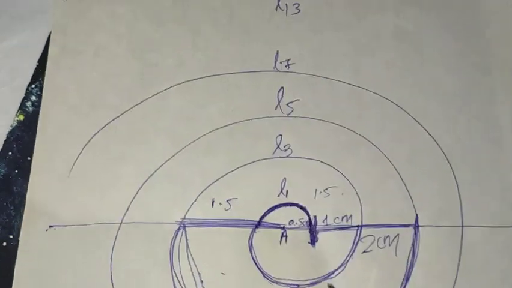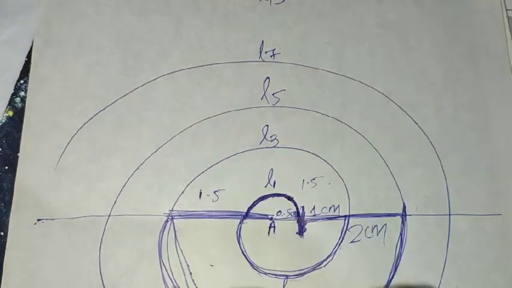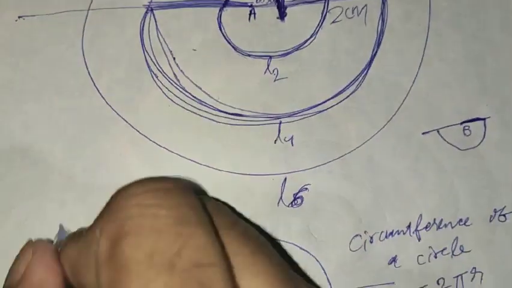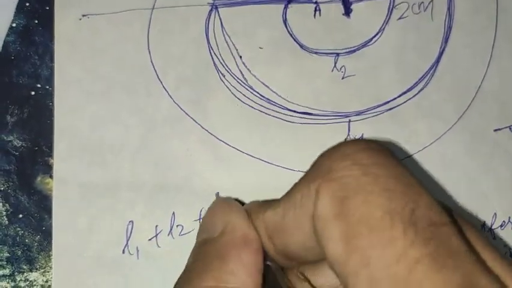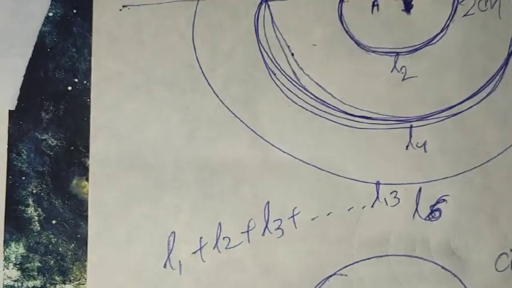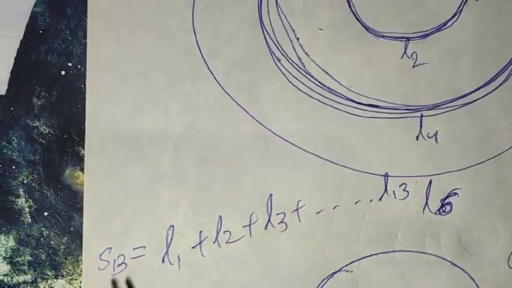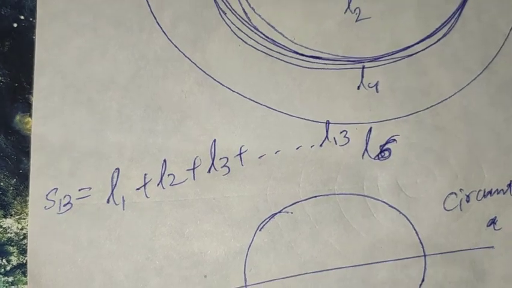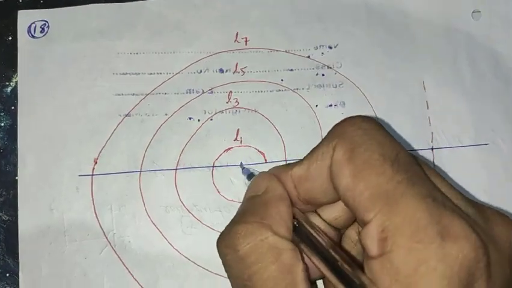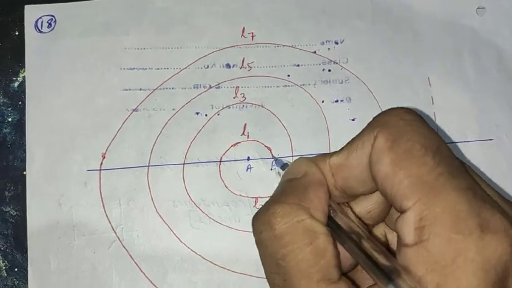So in order to find the length of this spiral, we need L1 plus L2 plus L3 plus up to L13. That means we need to find S13. So this is our diagram, and here is our center A and here is our center B.